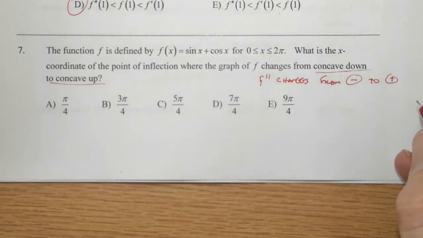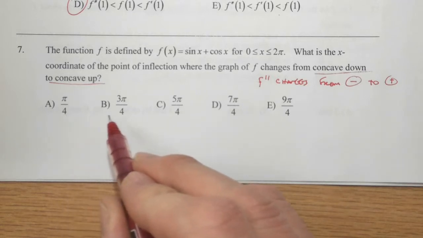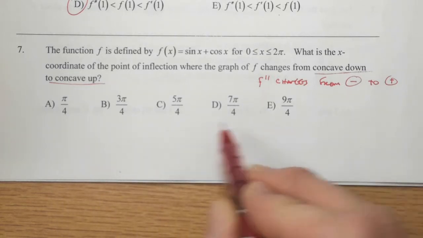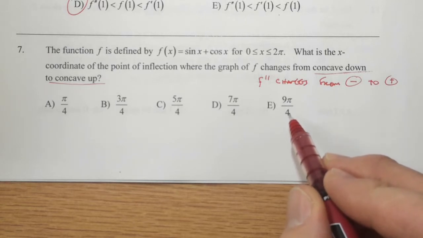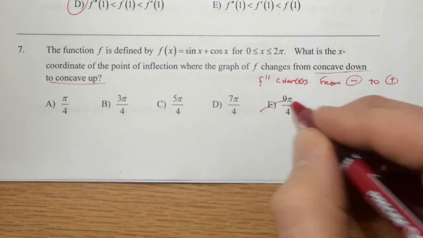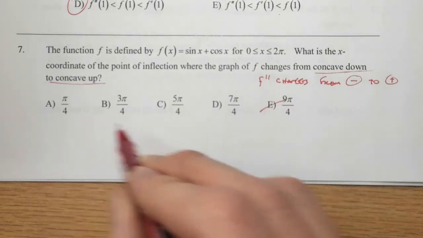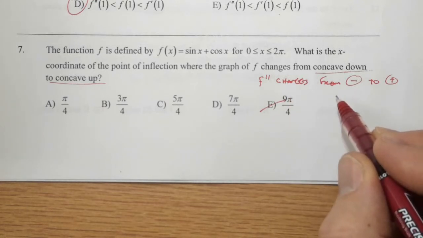So we're looking to do a concavity test. But first we got to find our values. Now we can see from our values that it looks like everything's going to be an over 4 here. We have pi over 4 all the way to 9 pi over 4. Now 9 pi over 4, that's 2 1/4 pi. Our domain only goes up to 2 pi, so that one's definitely out. So our answer is one of these 4. But we got to figure out when the second derivative changes sign.